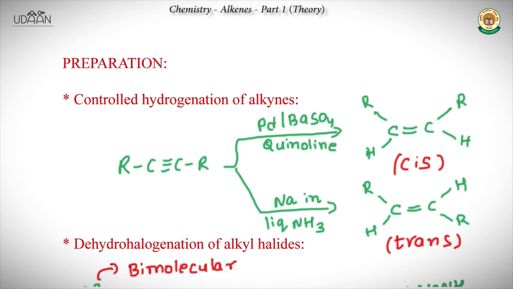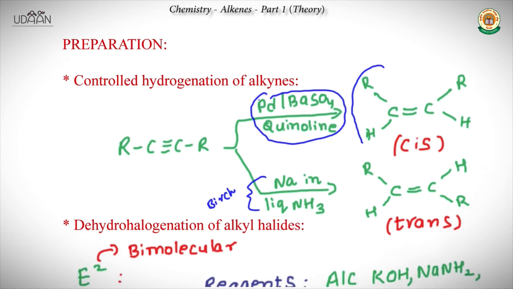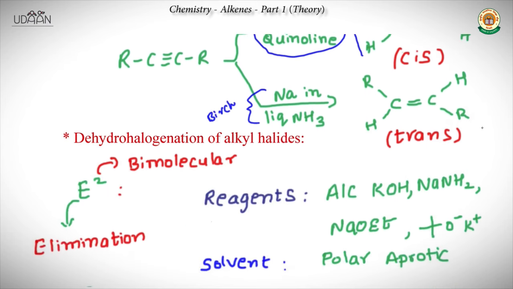Consider the first pathway where you use the reagent palladium in presence of barium sulfate. Here you will get a cis alkene, whereas if you use the second reagent, sodium and liquid ammonia, which is also known as Birch reagent, this reaction is called Birch reduction, and you will get a trans alkene. Now let's study the second reaction, which is the mechanism we'll deal with later. So you just need to remember, if you see sodium in liquid ammonia, it's going to be trans, and if you see BaSO4 in quinoline, it's going to be cis.